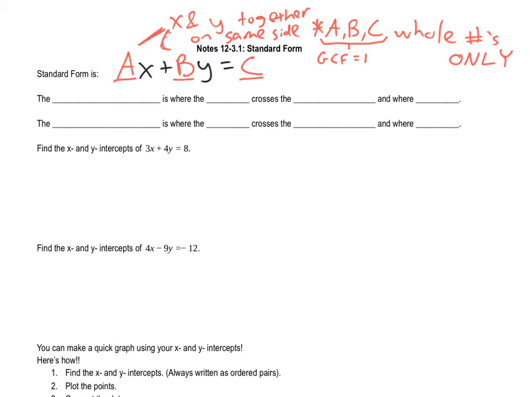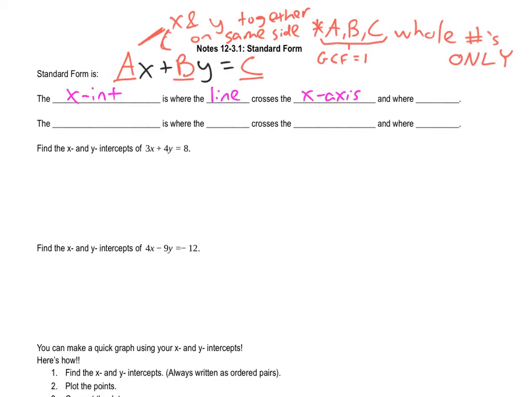All right, so this form is not very useful for key features. You can't see anything in there. That's why they call it standard form. Like the other forms have key features in their name, standard form does not, because you cannot see any key features directly. But we can find them by doing a quick one-step problem. So we're going to find X and Y intercepts.